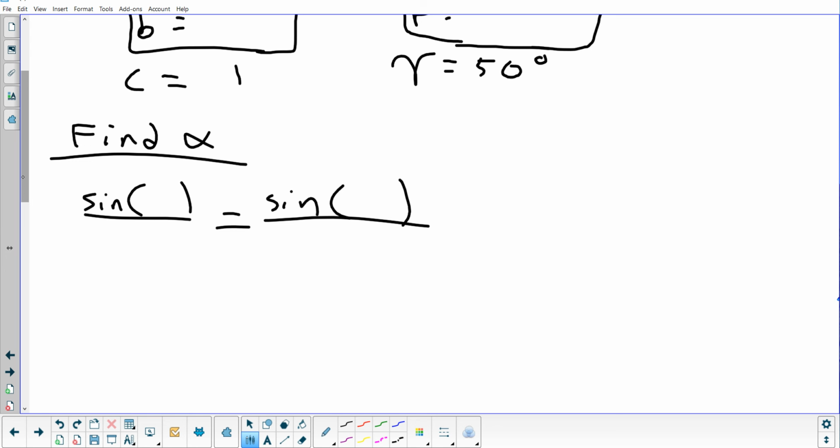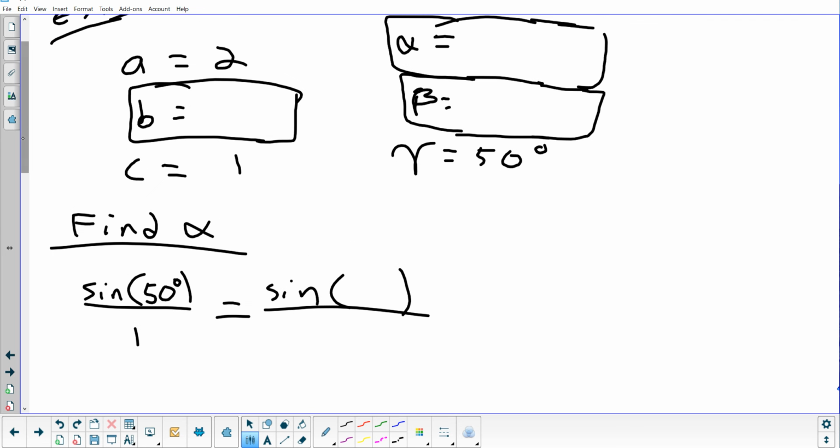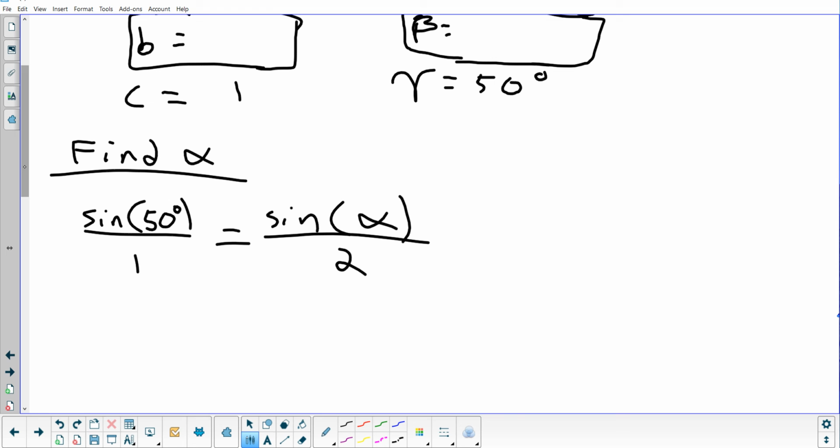Gina? Sine 50 over 1. Yep, sine 50 over 1. Technically, we don't even need to put it over 1. Just think about it. We divide a number by 1, it doesn't do anything. So in this case, it's just a 1. And what's going to go on the right side? Emma? Sine alpha over 2. And as we expected, the variable is in the top. It always will be in this kind of problem.